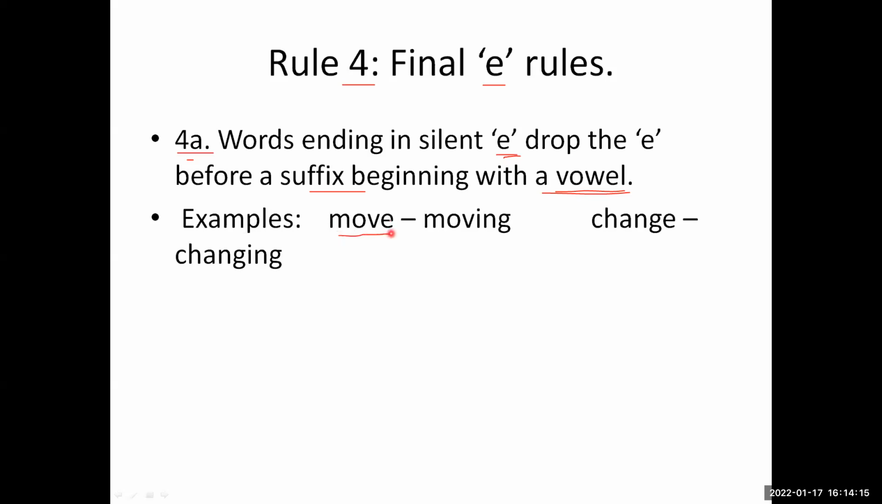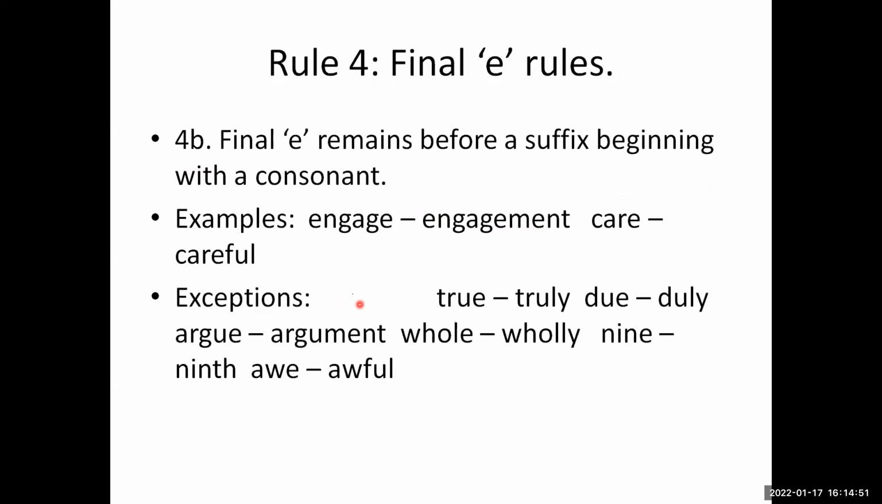Here is move, the word is ending with E, and it is taking the suffix ing. So the ing suffix begins with I, and I is a vowel. So what happens when it becomes moving? E is removed, and moving is the correct form. Next is change. In the case of change, same thing. It is ending with E and the suffix is ing. So E is dropped, and after G, ing is added. So change, changing.